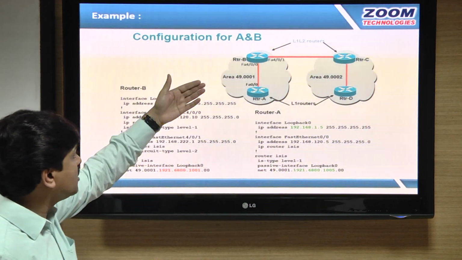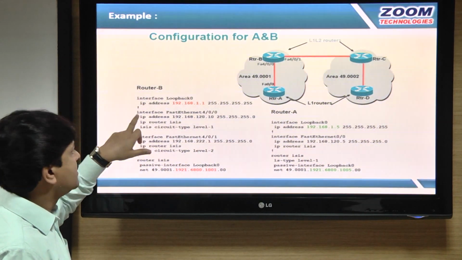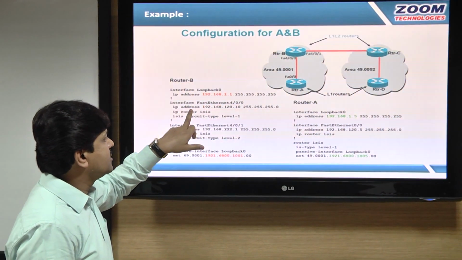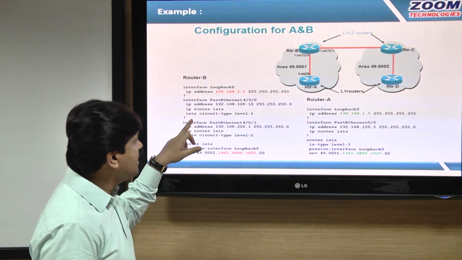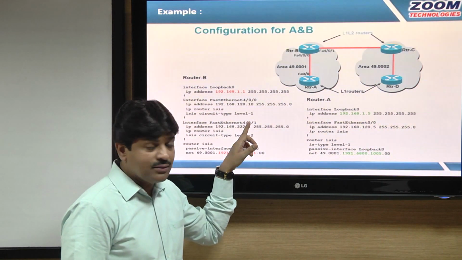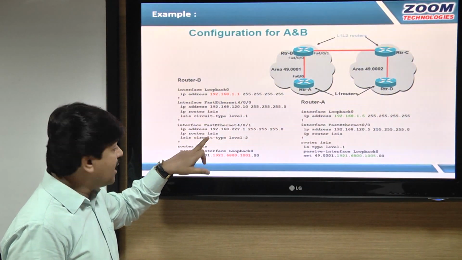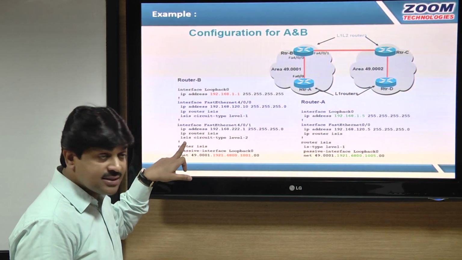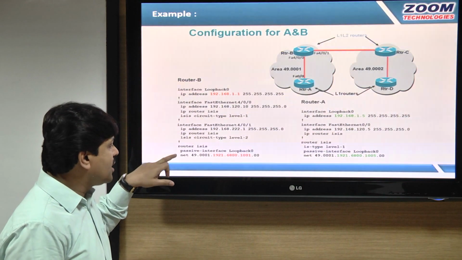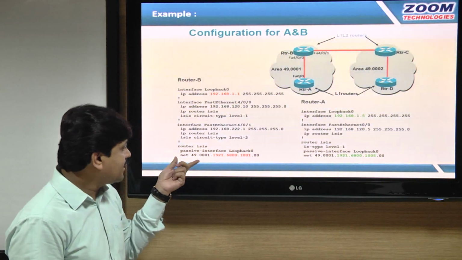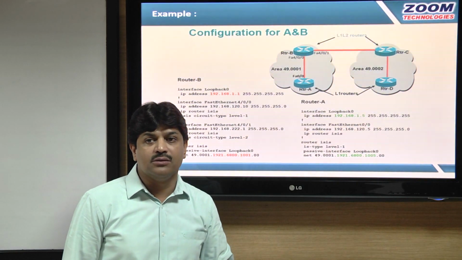Next, for router B, the L1/L2 router, here is the loopback interface, then the LAN interface, that is FastEthernet, IP address, ip router isis, then isis circuit-type level-1, and another interface with ip router isis, isis circuit-type level-2, right? And then under router isis, passive interface for loopback, and then the network ID. Like this we can configure IS-IS. So thanks for this.